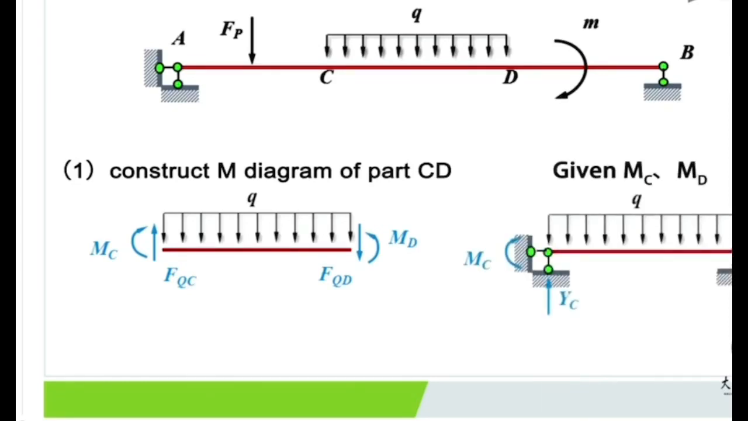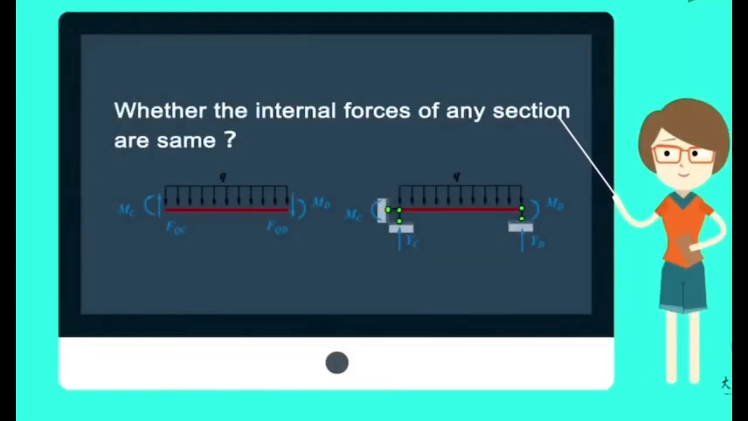Consider a simply supported beam that has the same length as the CD part and is subjected to the same load q, with MC and MD at the two ends. Are the internal forces of any section the same for these two cases?